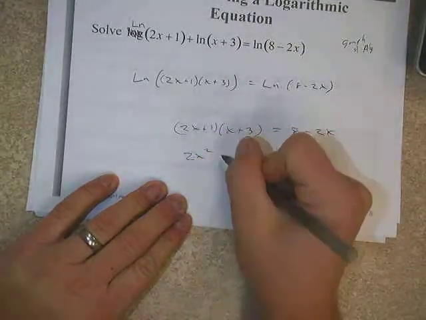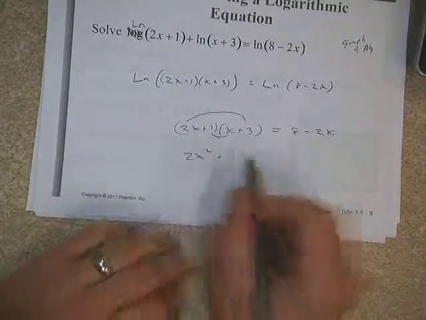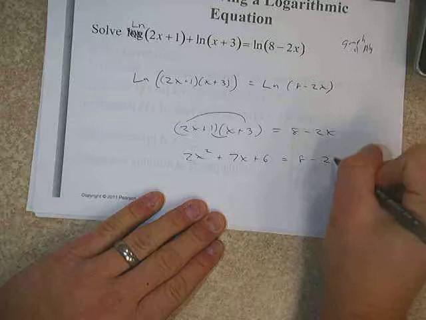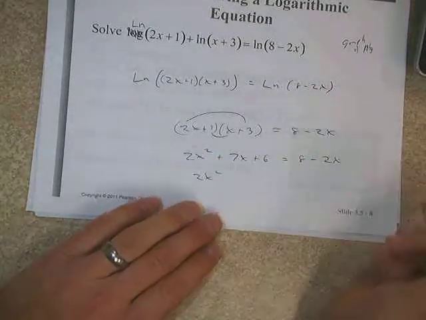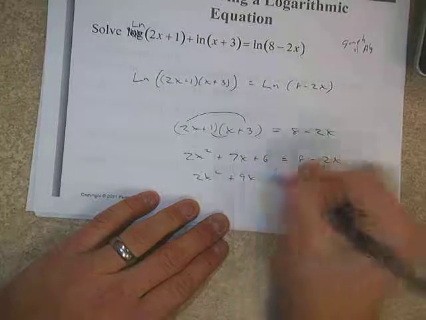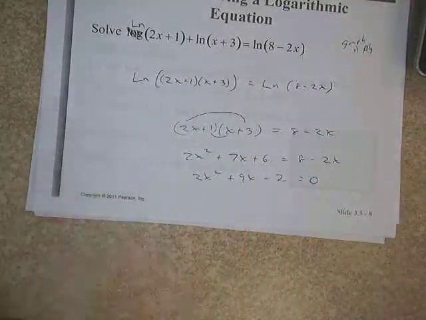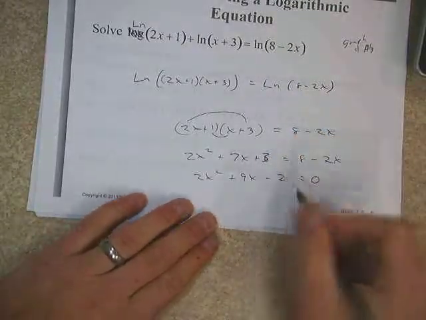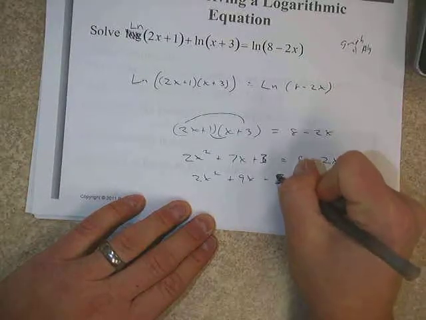So let's find out. If we do the FOIL method here, we're going to get 2x squared, plus 6x plus 1x, that'd be 7x plus 6. And on the right hand side, move this stuff over to the left. We have our 2x squared, and it'll be plus 9x and minus 2. Ash? Yep, sorry. So that makes that negative 5 here then.